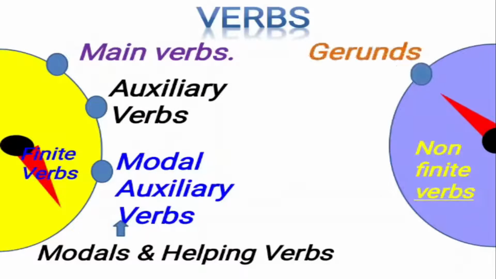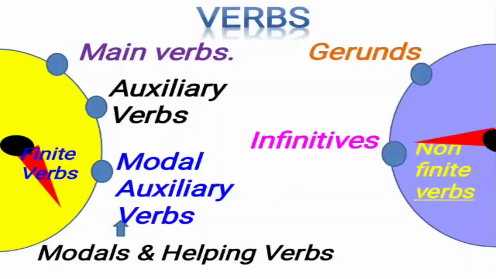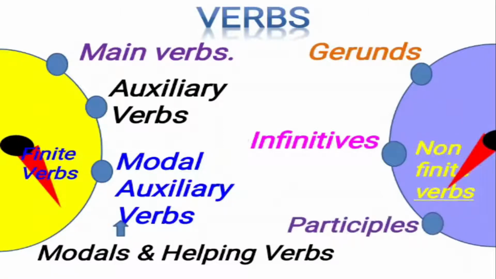Non-finite verbs are gerunds, infinitives, and participles. So, we have learnt that the two types of verbs are finite verbs and non-finite verbs, and non-finite verbs are of three kinds, that is gerunds, infinitives, and participles. So today, as our topic is non-finite verbs, let's learn about that in detail.